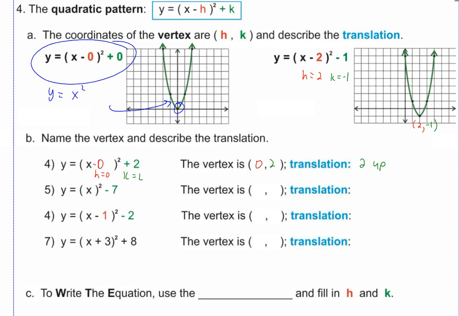The second one, what's the value of h? Again, it's 0. What's the value of k? Negative 7. So what's our vertex? 0, negative 7. No translation left or right. But what about up, down? This one is down 7 or 7 down.